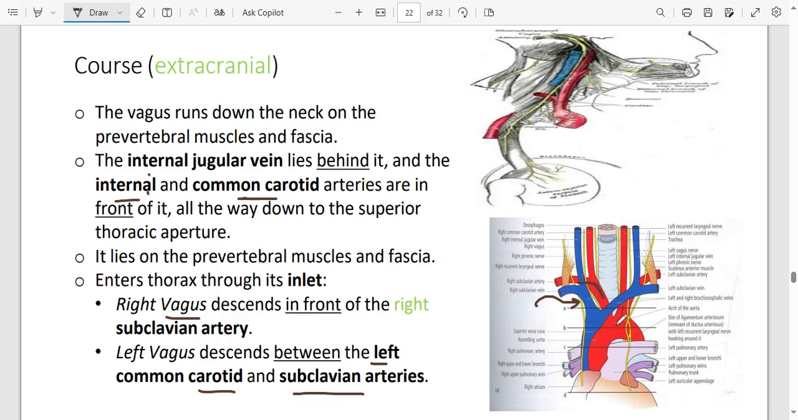The left common carotid is going to be this structure that is going up, okay, and the subclavian artery. Subclavian is this one going this side. So it'll be passing between those two.